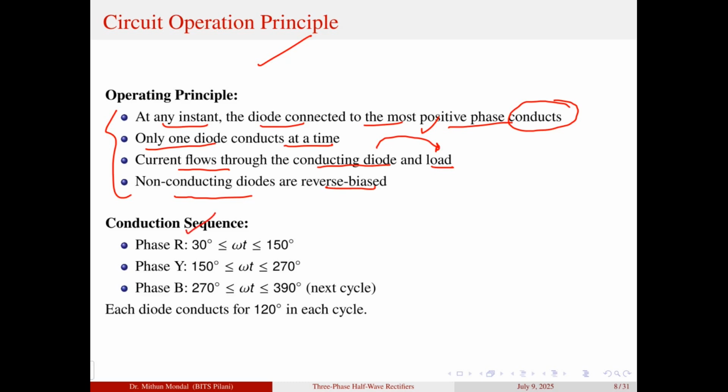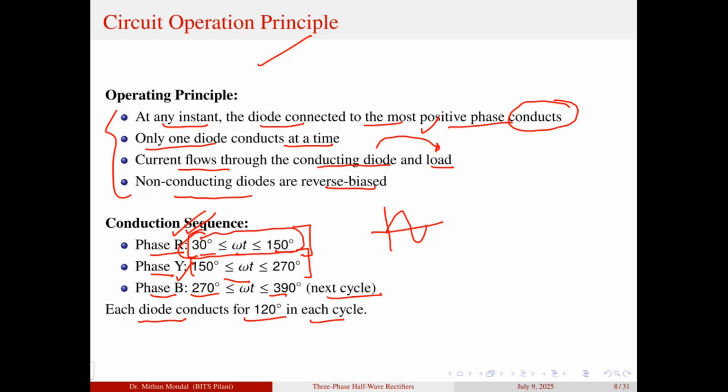Now, if we talk about the conduction sequence in the phases R, Y, and B, then we can say that when omega t is lying between 30 degree to 150 degree, then the phase R will be in conduction. When omega t is between 150 to 270, then phase Y will be in conduction, and phase B will be from 270 to 390. And again, the next cycle will start. So we can say that each diode is basically conducting for 120 degree in each cycle. So when we have one cycle of the AC wave, you can see that this is 120 degree conduction. The phase Y is also conducting 120 degree, and the phase B is also conducting for 120 degree.